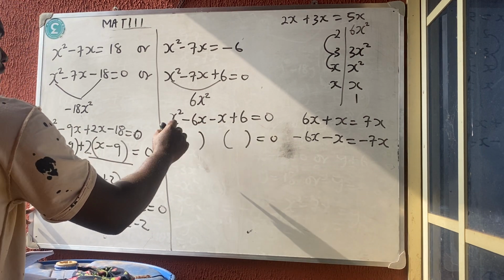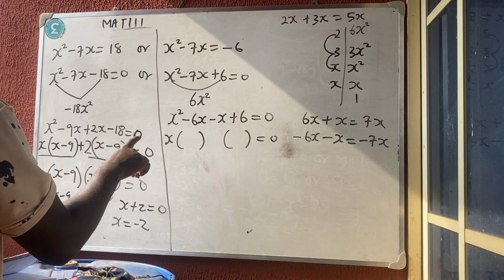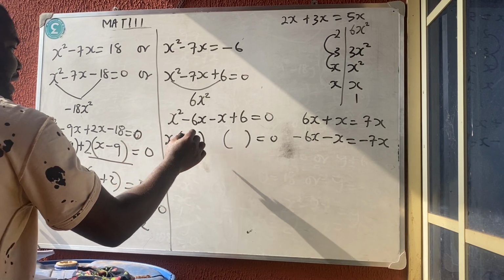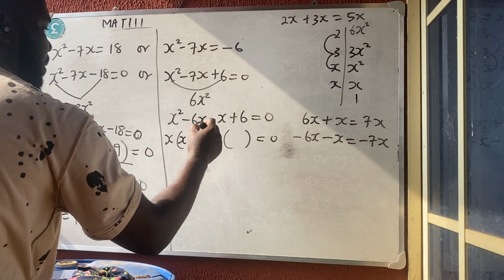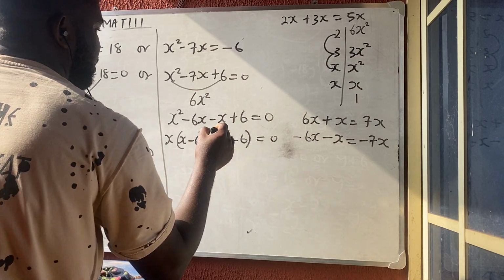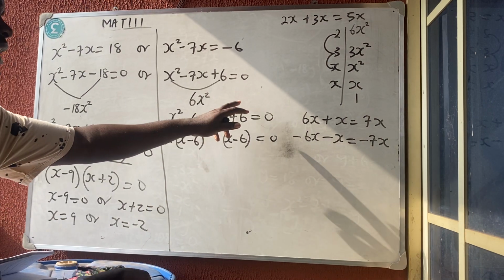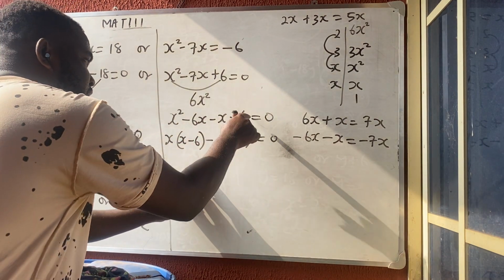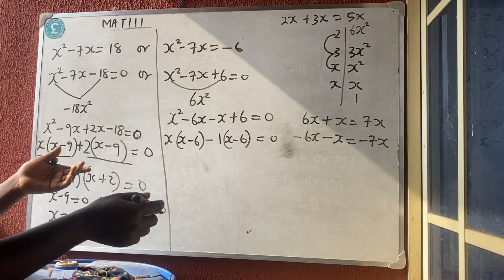What is common between this and this is just x. Okay? x squared divided by x, I'm having x. Minus 6x divided by x, I'm having 6. Anything that is here must be here: x minus 6. So how do you get the person that will be outside? The last person divided by the last person. Plus minus is minus. 6 divided by 6 is 1. You can check if it is correct.